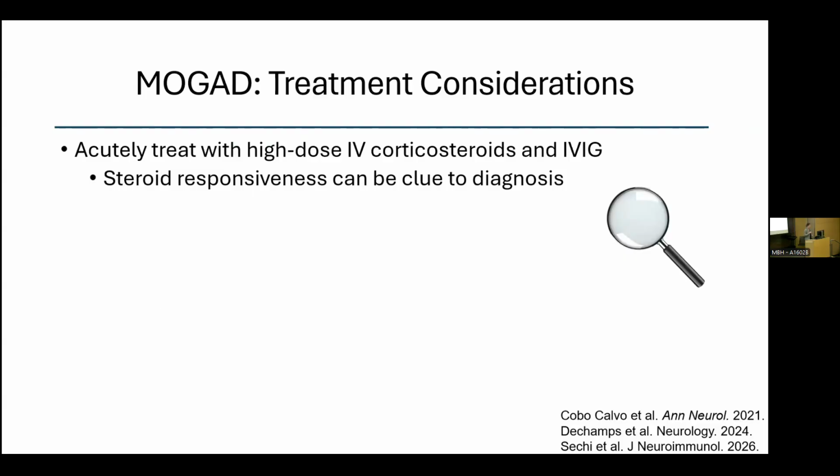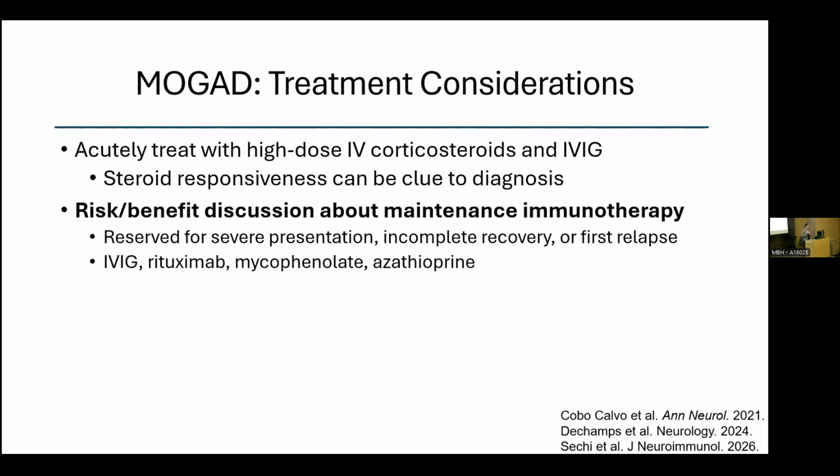We do acutely treat these kids with high dose steroids and IVIG, and steroid responsiveness can be a clue to a diagnosis. So unlike some of our other diseases, if a kid has MOGAD, we give steroids, and within days they're feeling better, their vision's improved, if it's an optic neuritis. So that's definitely a clue to a diagnosis of MOG. And then in terms of maintenance immunotherapy, it really honestly depends on a benefit discussion with families. If a kid presents severely, they don't completely recover, or definitely if they have a relapse, we're likely putting kids on chronic maintenance immunotherapy.